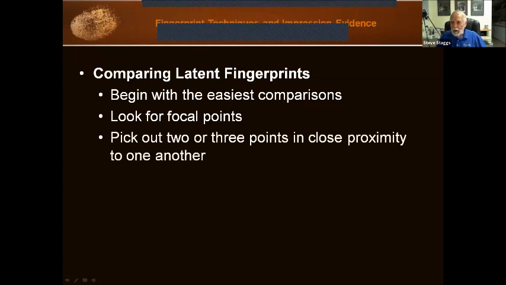What you want to do is pick out 2 or 3 points in close proximity to one another. So we're going to look for similar points that are in the same relationship and position to each other and flowing in the same direction. It is possible to find 2, 3, or possibly a couple more points in both the known and the latent fingerprint that look the same. But when you expand your search for additional matching points, none appear, or you see an unexplainable dissimilar point. Well, if that happens, then fine, the print is not identical. Go on to the next comparison.